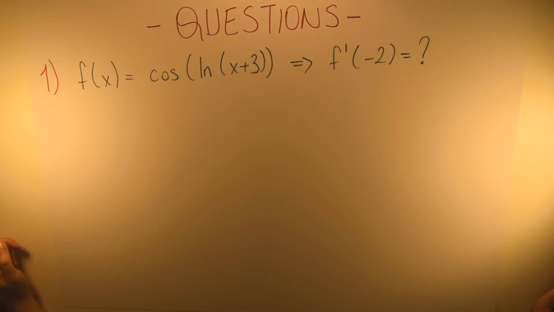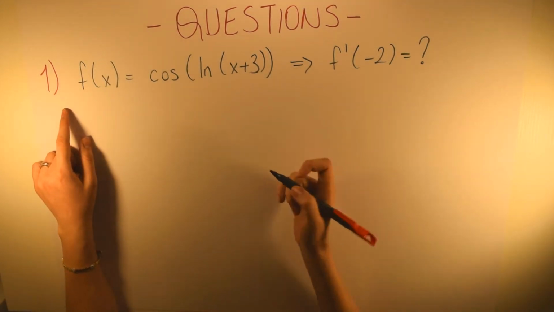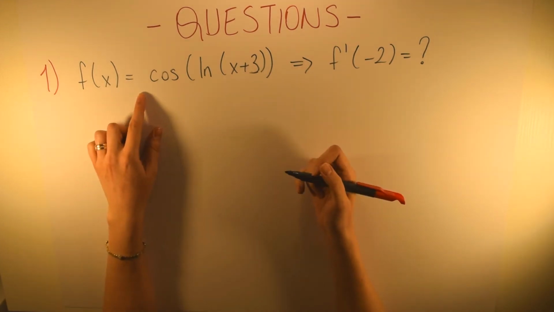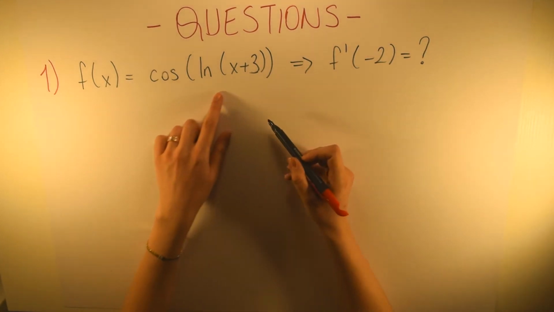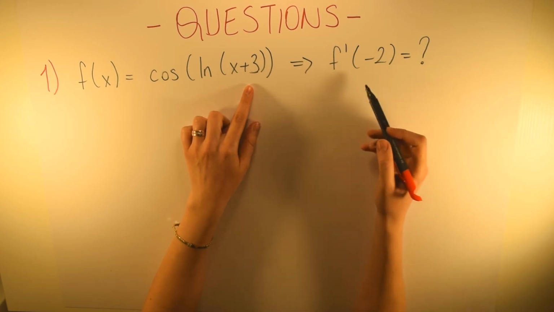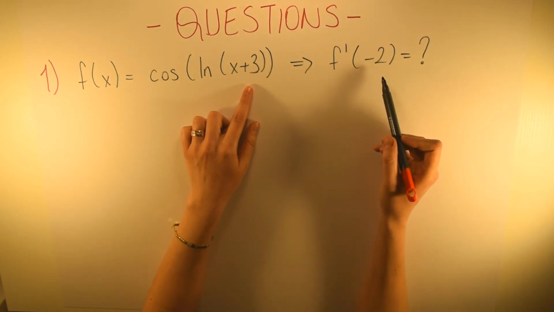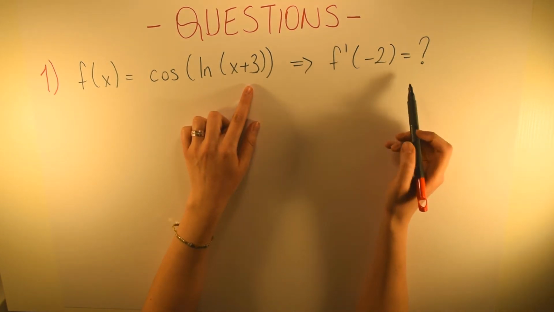Now let's begin our 10 question part. Let's begin with our first question. Here we have f of x is equal to cosine of ln of x plus 3. So what is the derivative of f at minus 2?